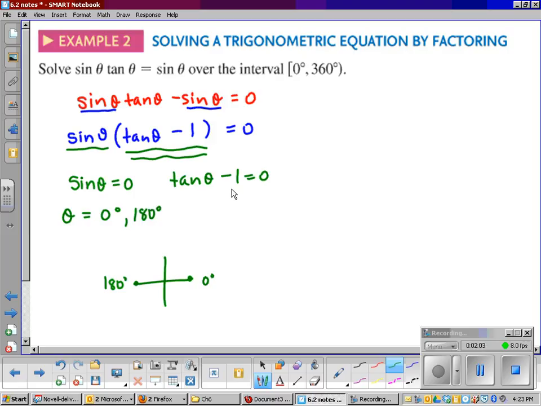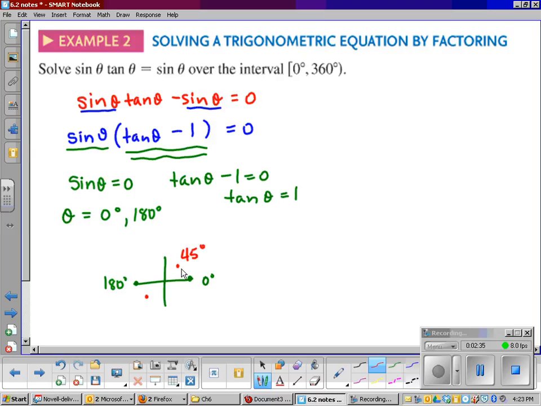Now if I solve this little tangent equation right here, then I'm going to add 1 to both sides so that I get tangent theta is equal to 1. Tangent is going to be positive in both quadrant 1 and again in quadrant 3. So I'm going to get two answers for this. If you use your hand trick in reverse and look at the back of your hand and try to make your tangent equal to 1, which means you need the same number of fingers on the top and the bottom, then you see you get a reference angle of 45 degrees.